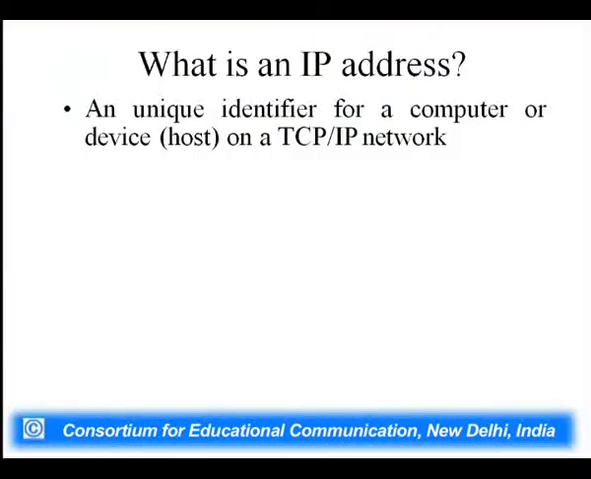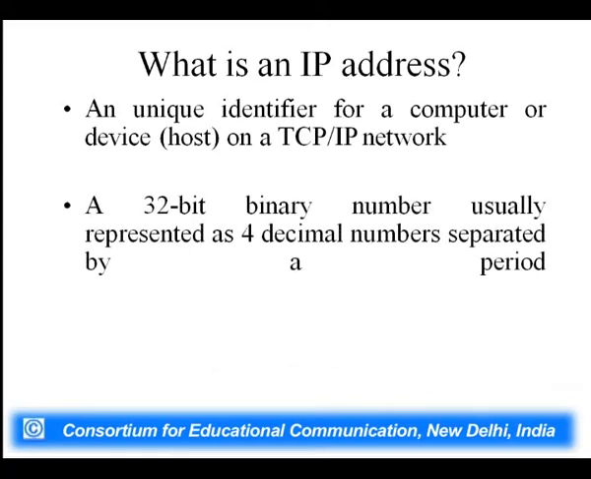Now what is an IP address? We also talked about it in the previous lecture. It is a unique identifier for a computer or a device on a TCP/IP network to identify it, and it is a 32-bit binary number usually represented as 4 decimal numbers separated by a period, or dot, into octets.